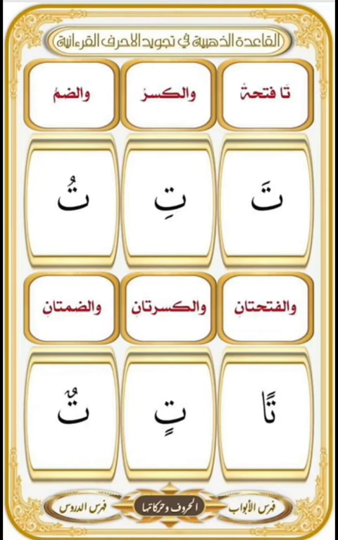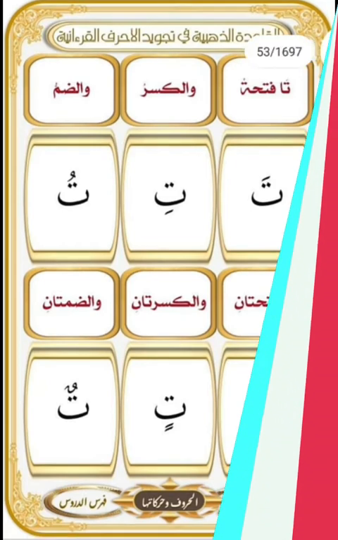Another mistake is to give hams when pronouncing this letter with a double vowel like this, tan, tin, tun. Another mistake is to give qalqala at the end of pronunciation like this, tan, tina, tuna. So the right pronunciation is tan, tin, tun.